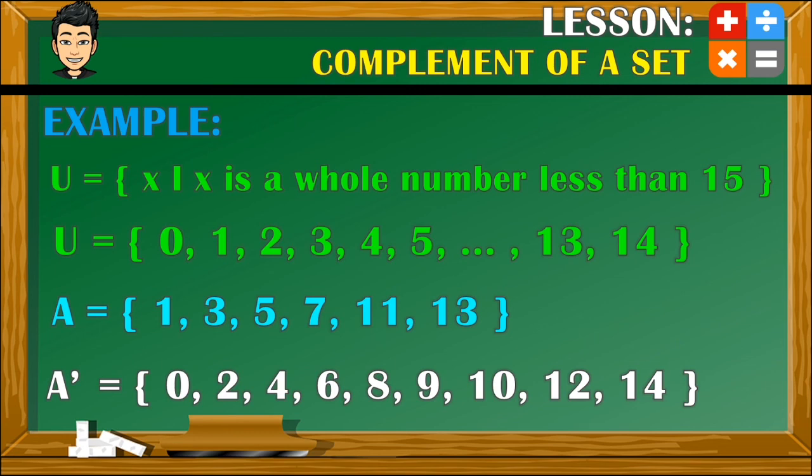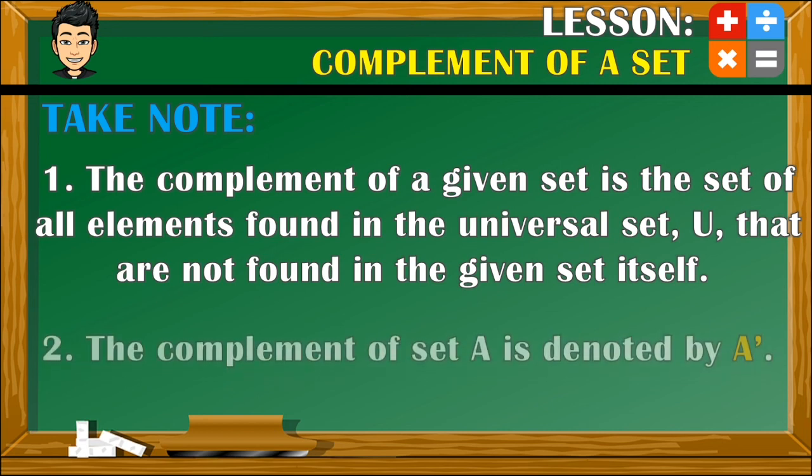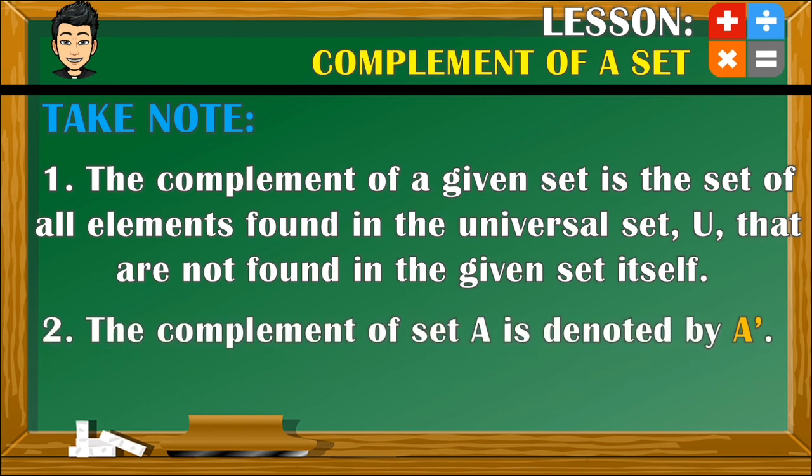Before we end our video, take note of the following. The complement of a given set is the set of all elements found in the universal set U that are not found in the given set itself. The complement of set A is denoted by this symbol.